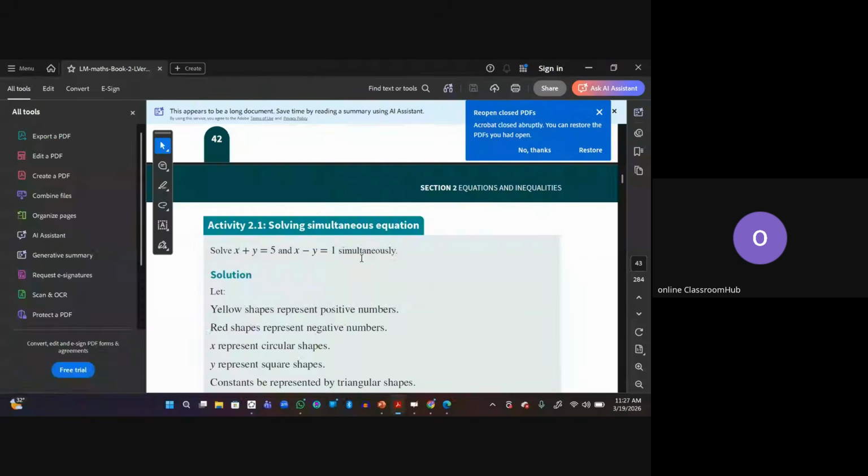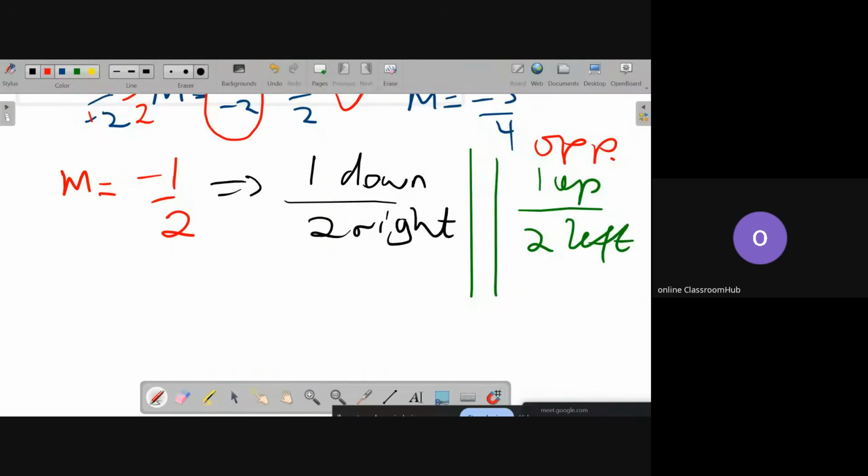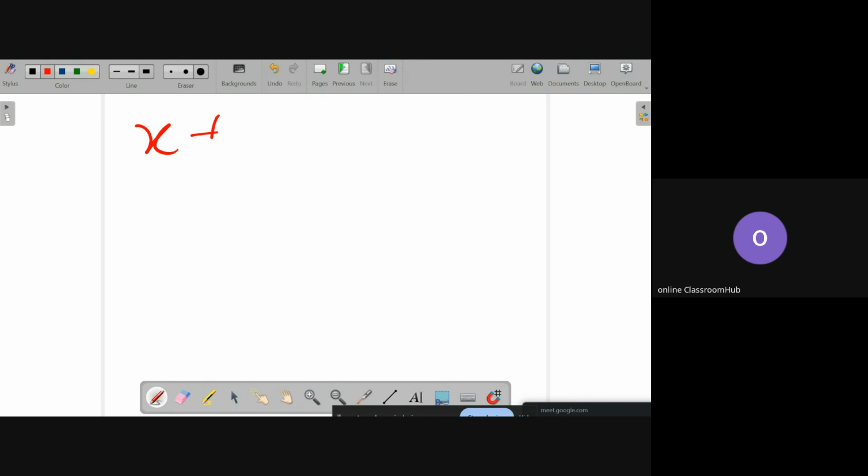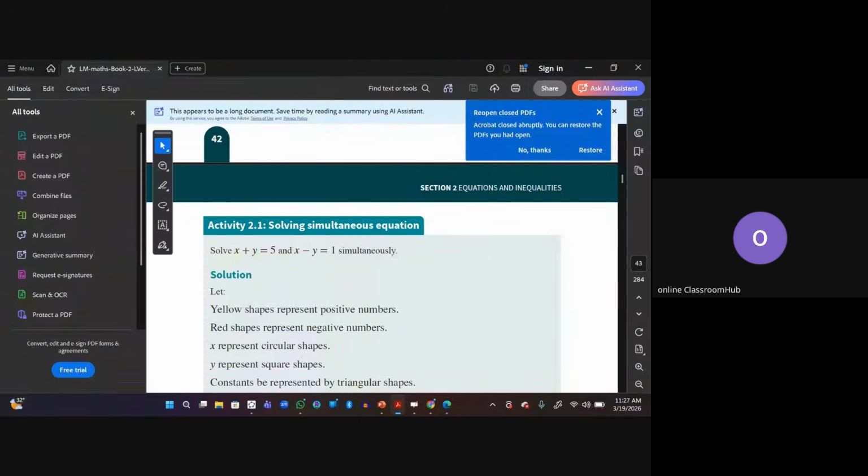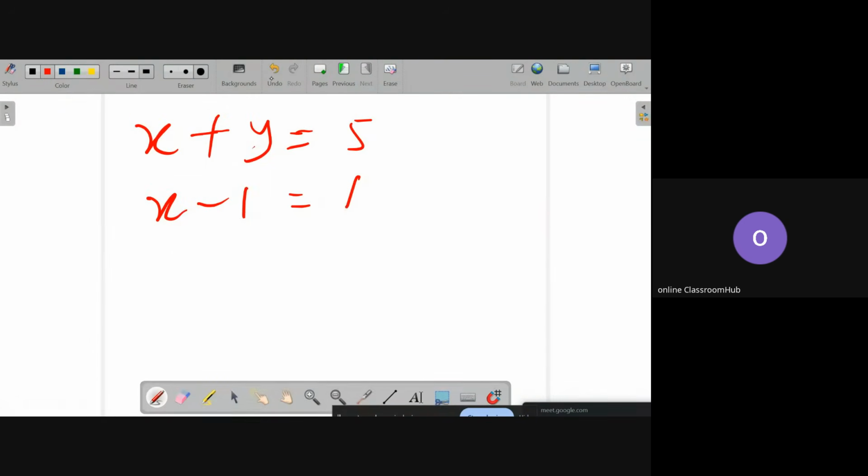Okay. So now you are solving this equation. X plus y is equal to 5. X minus y is equal to 1. X plus y is equal to 5. X minus y is equal to 1. Is that the case? Yes, x minus y is equal to 1. So equation 1, equation 2. We are solving this graphically.